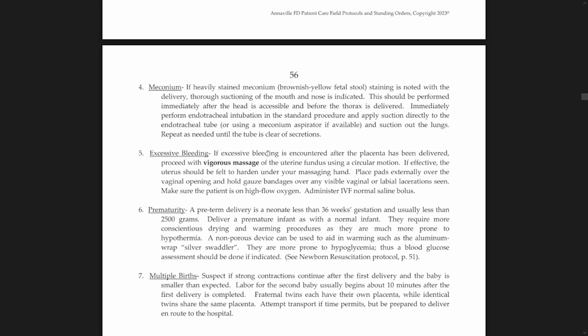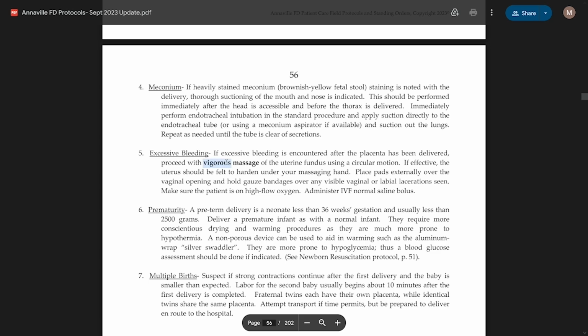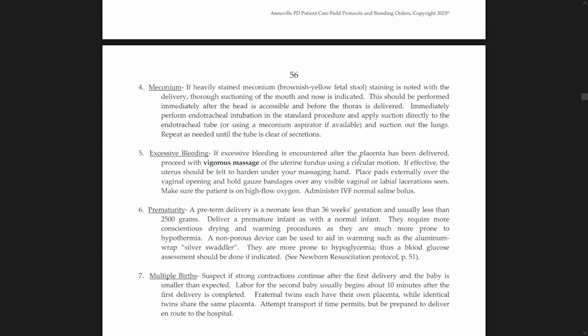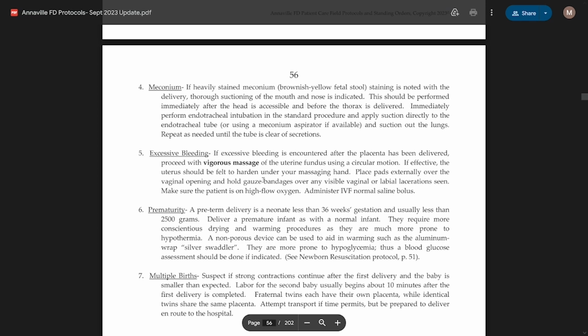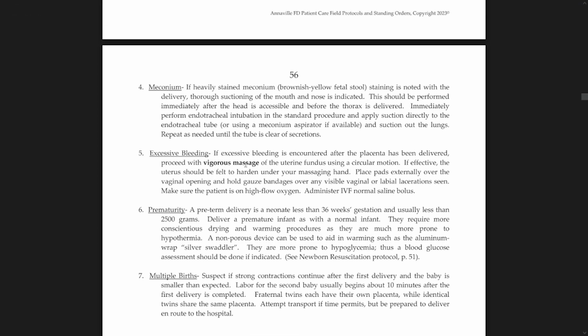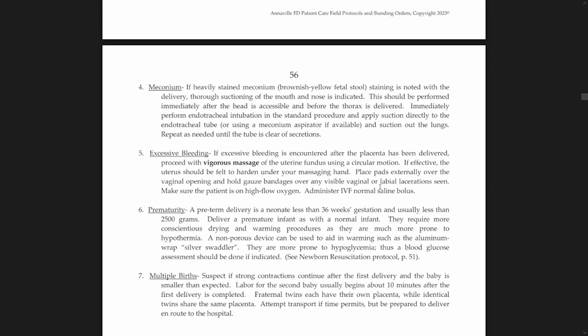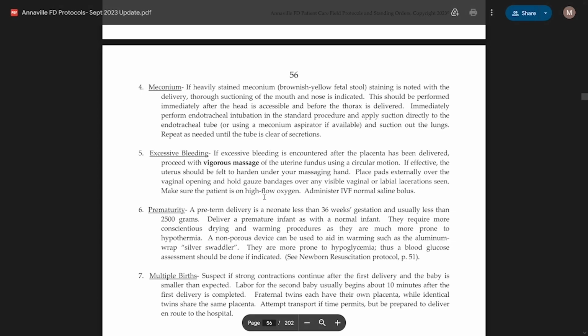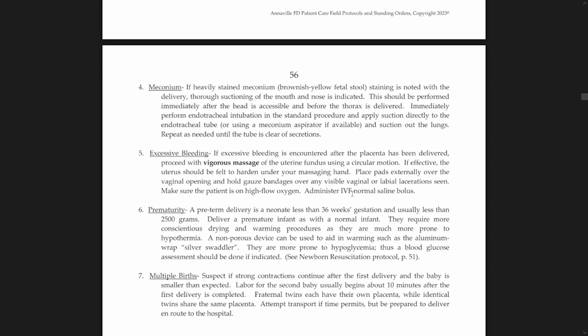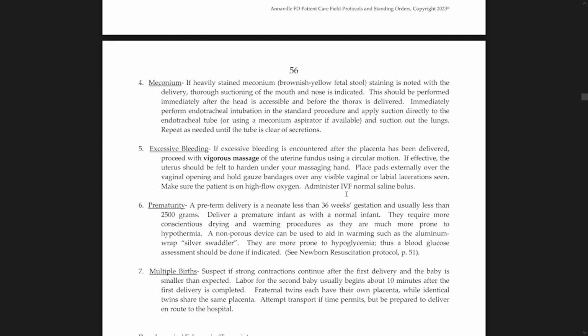Excessive bleeding. If excessive bleeding is encountered after the placenta has been delivered, proceed with a vigorous massage of the uterine fundus using a circular motion. If effective, the uterus should feel as though it's hardening under your massaging hand. Place pads externally over the vaginal opening and hold gauze bandages over any visible vaginal or labial laceration. Make sure the patient is on high flow O2 and administer IV normal saline boluses.